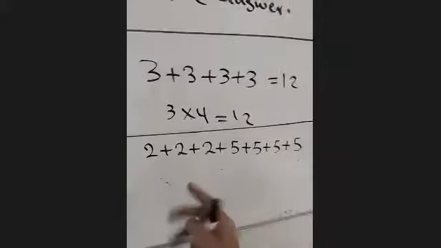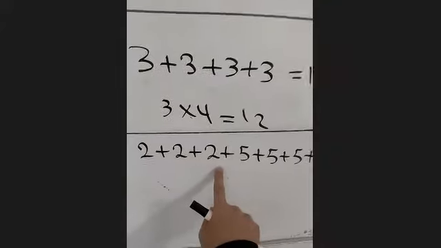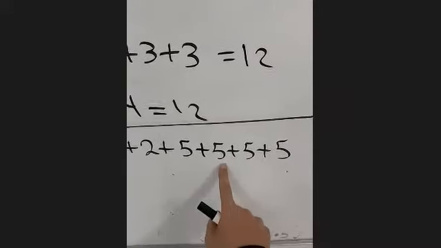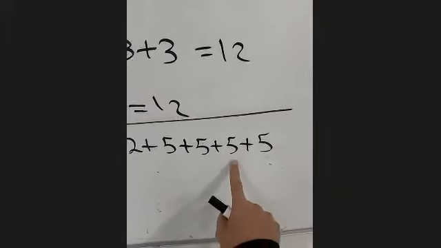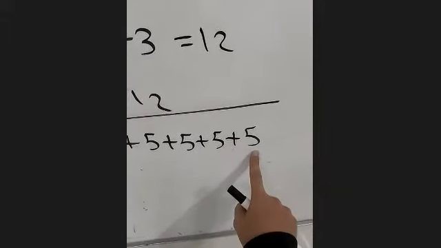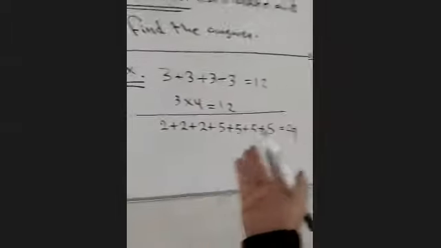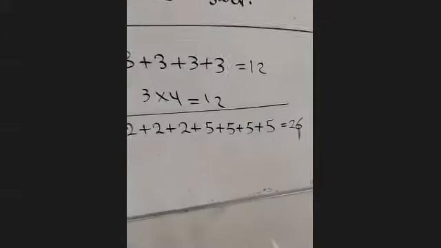Let's start adding. 2 plus 2, 4. 4 plus 2, 6. 6 plus 5, 11. 11 plus 5, 16. 16 plus 5, 21. 21 plus 5, 26. So the total, or the answer of this expression, after we add all of these numbers, is 26.